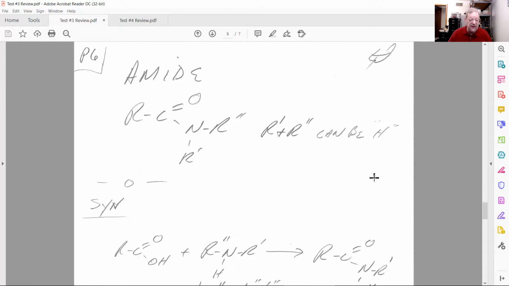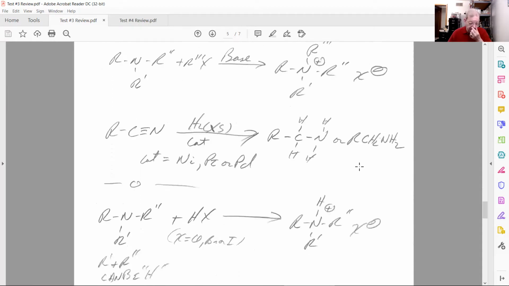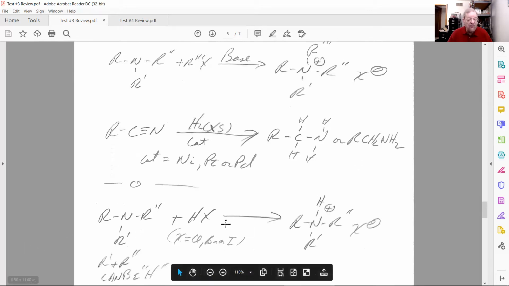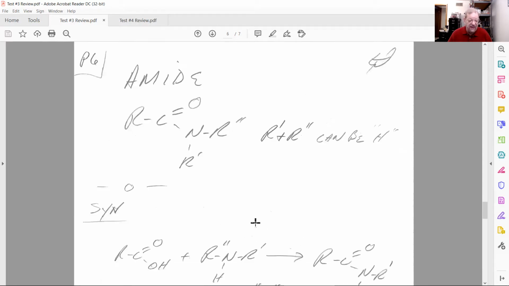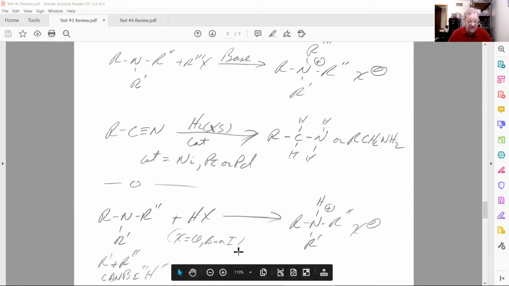Now, amines are bases, and bases react with acid, HX, and here for this class I use X equal chlorine, bromine, or iodine, hydrogen halogen, other acids too, but I'll stick to this. You can start with a primary, secondary, or tertiary amine. Remember, R prime and R double prime can be hydrogen. Proton transfer, and you make an amine salt.